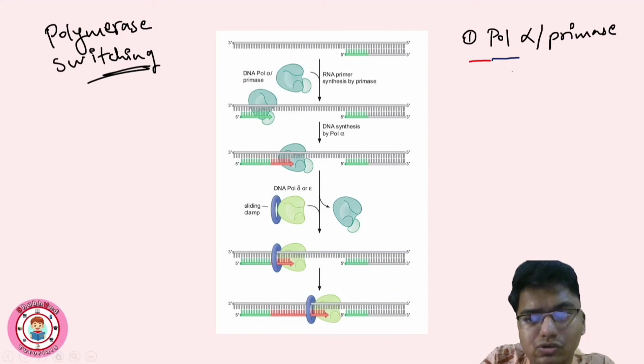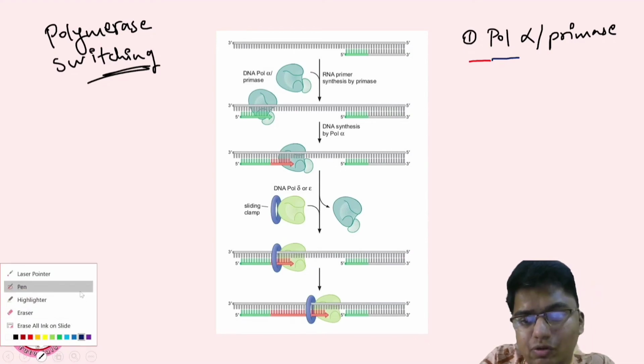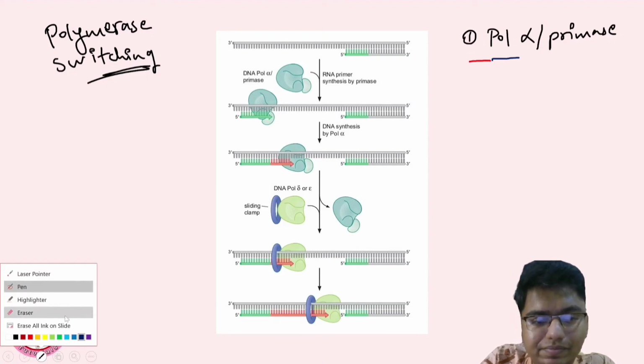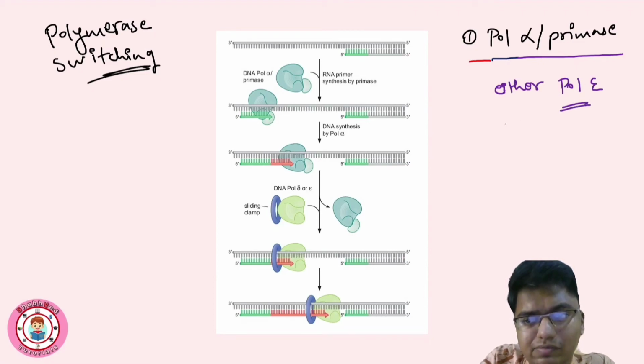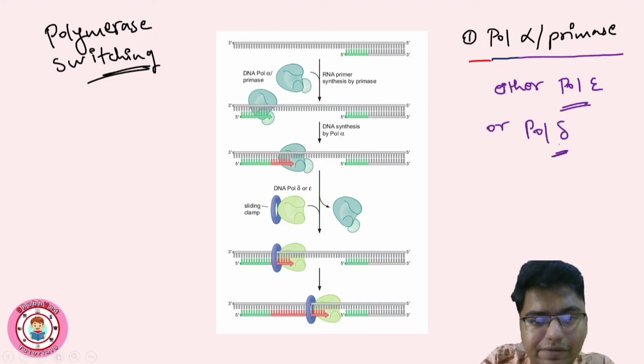Some more nucleotides are also added by this polymerase alpha. And then further addition of nucleotides cannot be done by these enzymes. So to continue this further, the elongation is done by either polymerase epsilon, that is for the leading strand, or polymerase delta for the lagging strand.